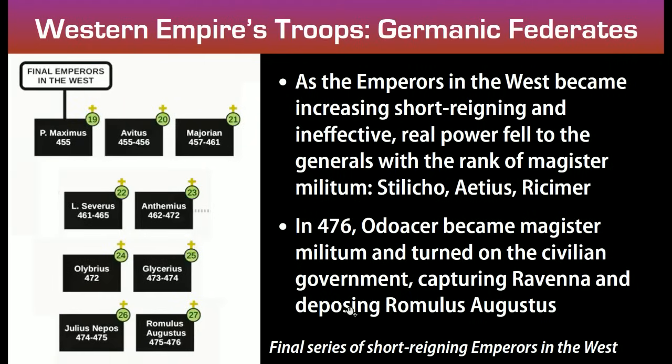for example, under two of the later emperors in the late 400s. So the emperors in the West become exceedingly short-reigned. These are the last emperors, number 19, 20, 21, 22, 23, 24, 25, 26, and 27. So you can see here, Maximus, he's only emperor in the course of 455, right? Avitus between 455 and 456. So it's mostly just a couple years, right?